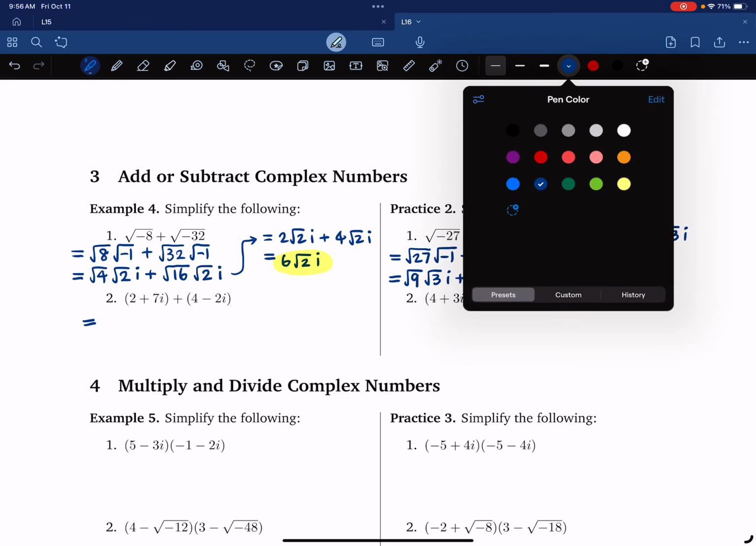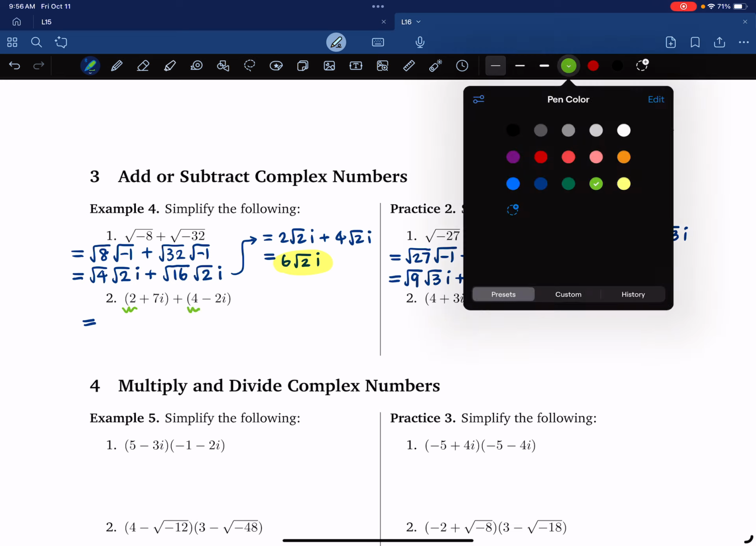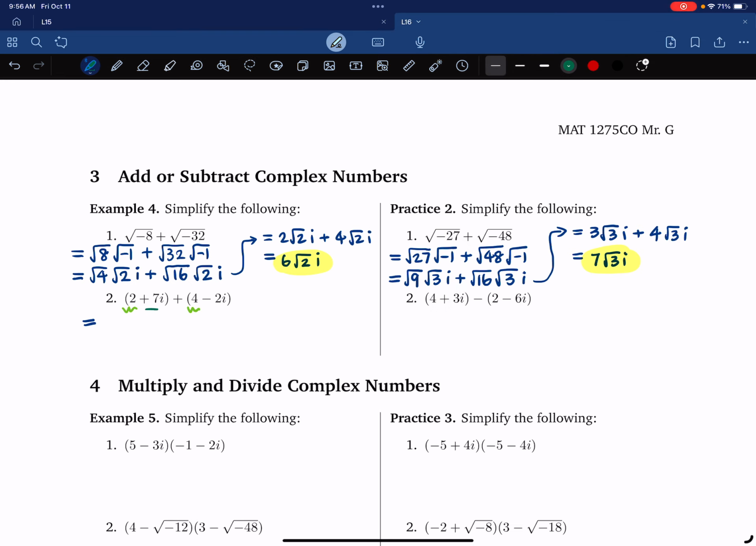As a beginner, you could do some labeling, right? So for example, 2 and 4, they are real, so I'm going to highlight them. And then the 7i and negative 2i, they are the imaginary part. You could highlight them differently. So when you do the operation, you will do them separately. The main operation in the middle is plus, so I know that I'm going to add the real part, and then I'm going to also add the imaginary part.